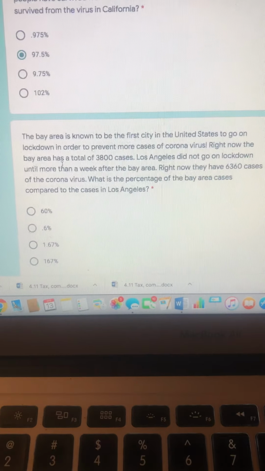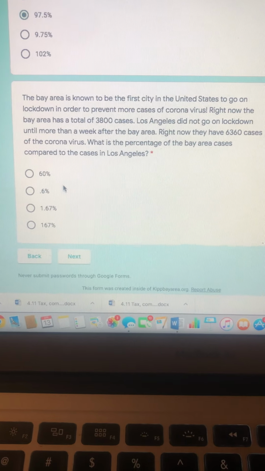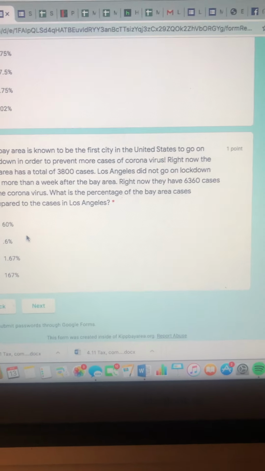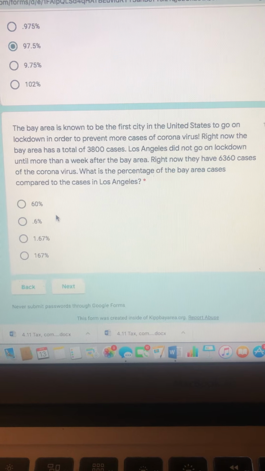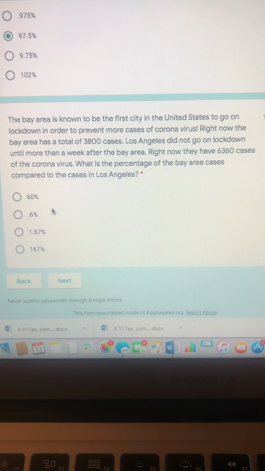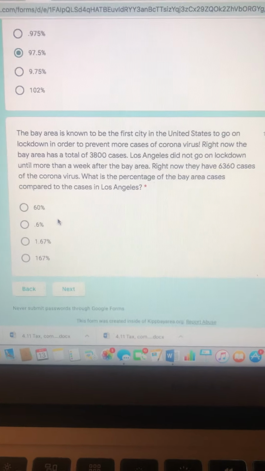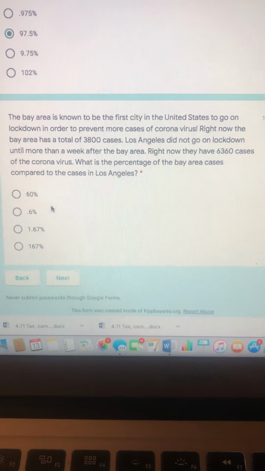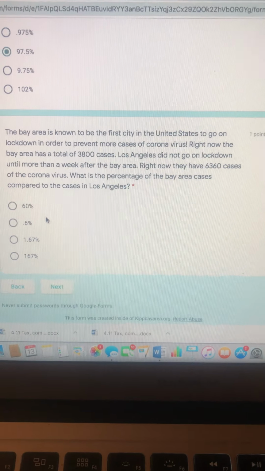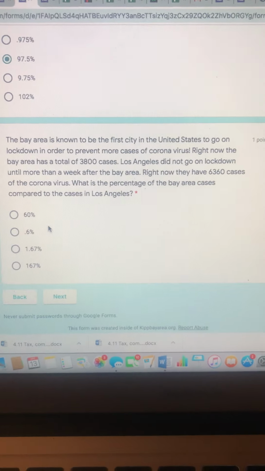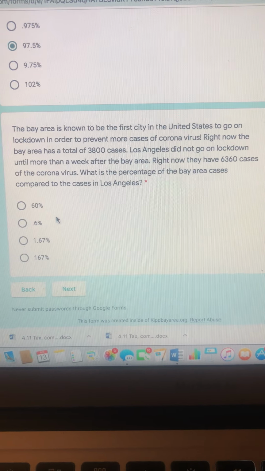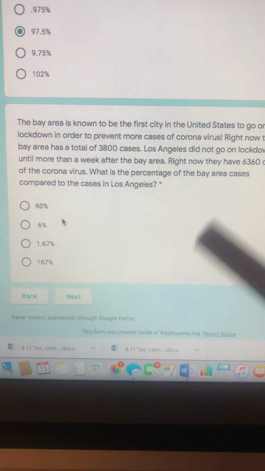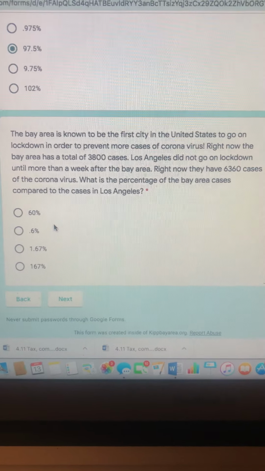Okay, so now we're gonna move on to example 2, which is very similar. It says the Bay Area is known to be the first city in the United States to go on lockdown in order to prevent more cases of coronavirus. This is true, and actually San Francisco is the first city to call a lockdown in the United States. Now, right now, the Bay Area has a total of 3,800 cases. Los Angeles did not go on a lockdown until more than a week after the Bay Area, which is true.